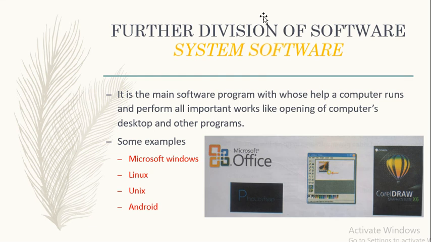Now the next one, further division of software. Software is also divided into two parts, system software and application software. So these are the examples of system software. What is the definition of system software? It is the main software program with whose help a computer runs and performs all the important works like opening the computer's desktop and other programs.